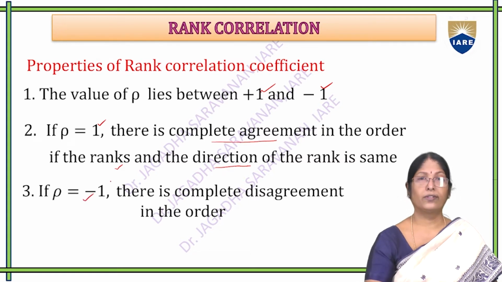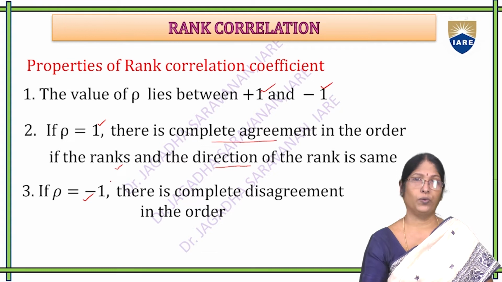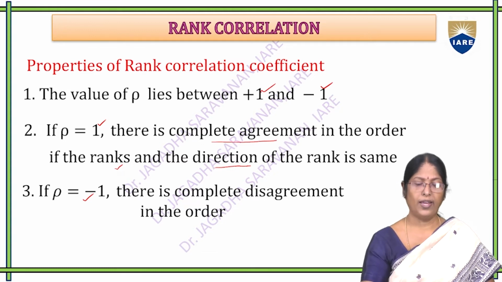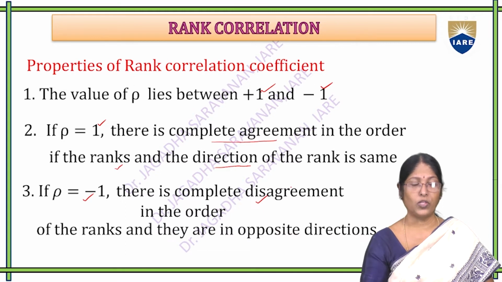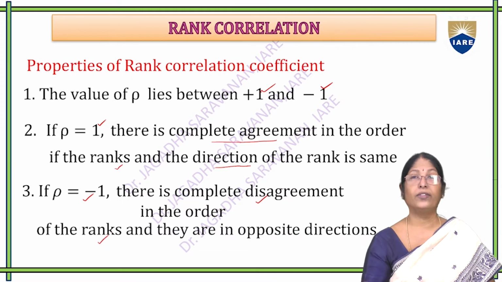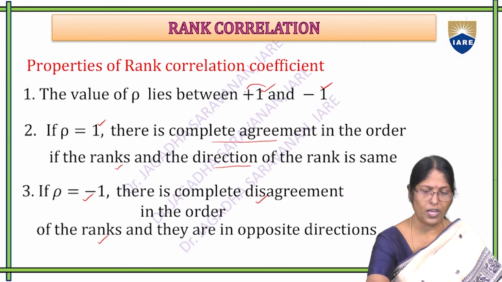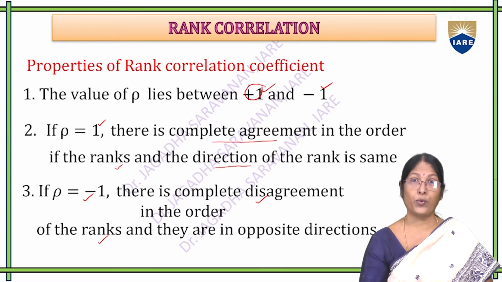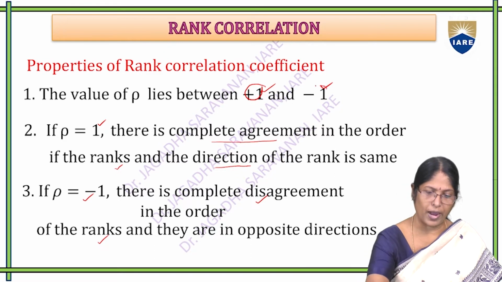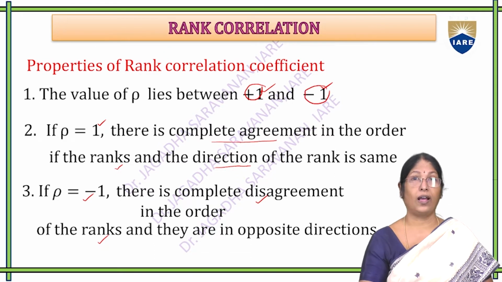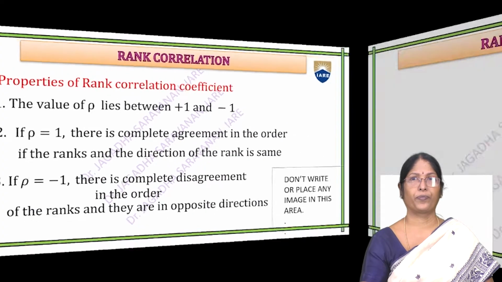The next one is rho equal to -1. Then it is complete disagreement in the order of the ranks, and they are in opposite directions. So if the value is +1, it is agreement. If it is -1, it is disagreement. This point also we have to remember.